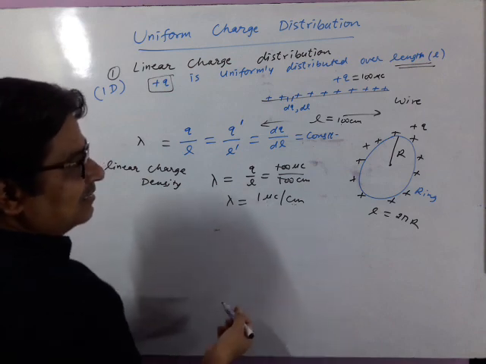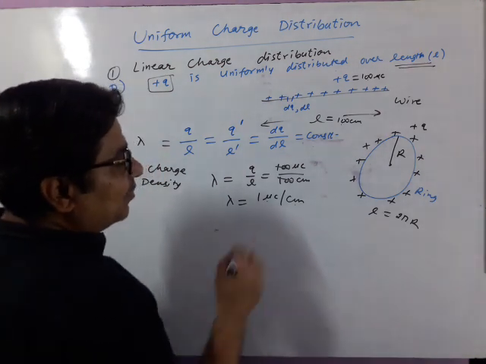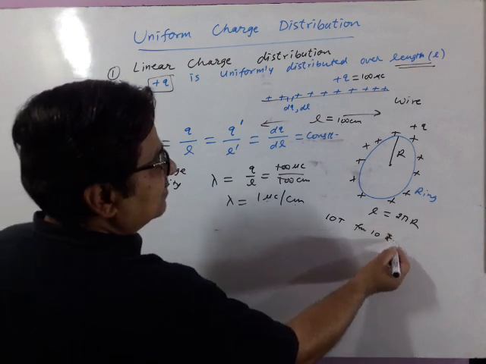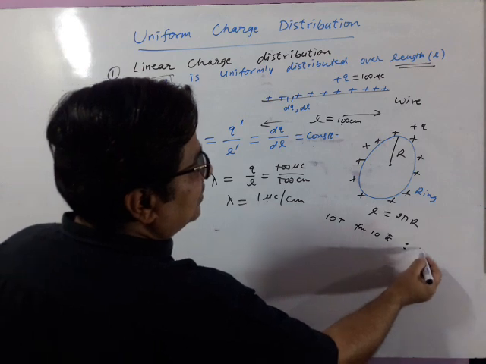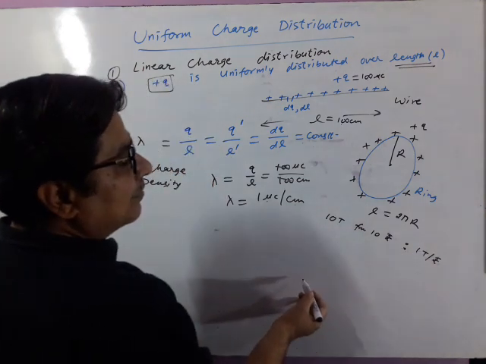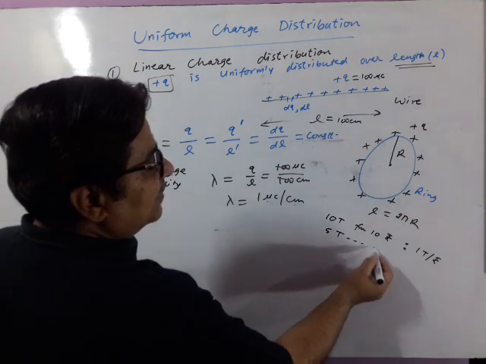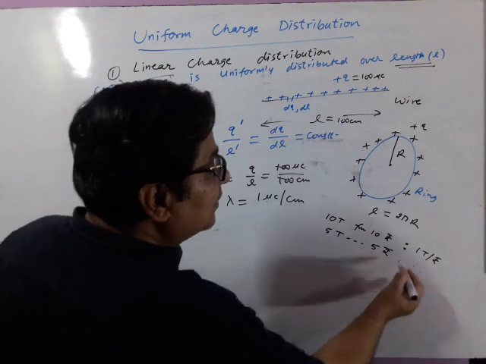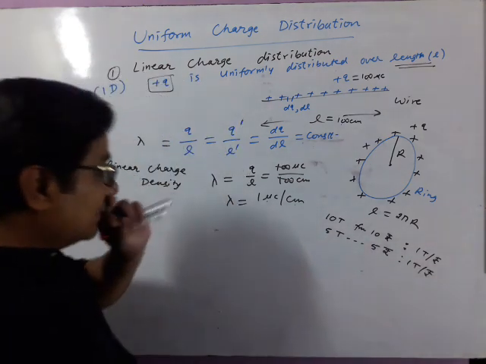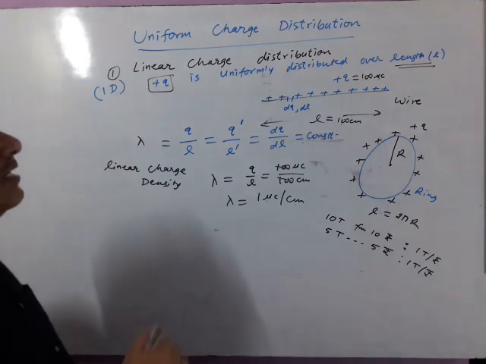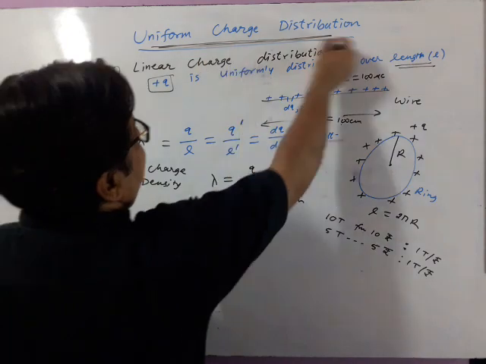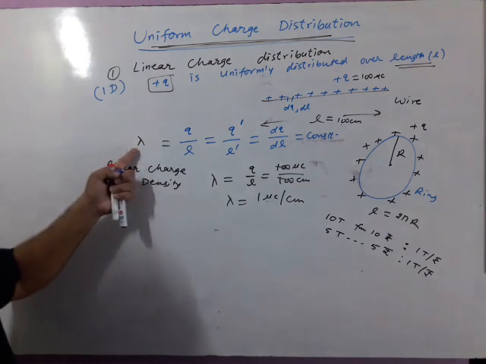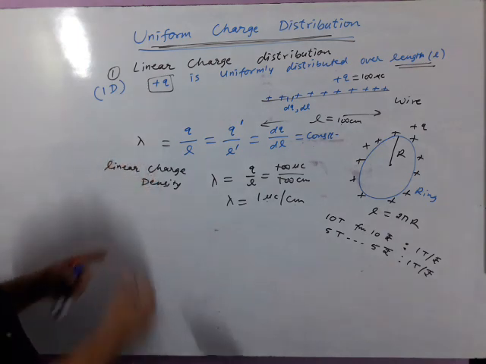It is like unit price. Like in a uniform distribution, 10 toffees purchased for 10 rupees. So 10 upon 10, this ratio is 1 toffee per rupee. So 5 toffees purchased for 5 rupees, the ratio again 5 upon 5, 1 toffee per rupee. This is called unit price. That unit price will remain constant if it is a uniform distribution. So this unit price is called, in this topic, lambda, linear charge density.